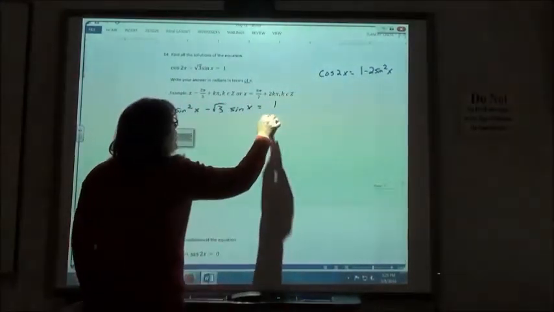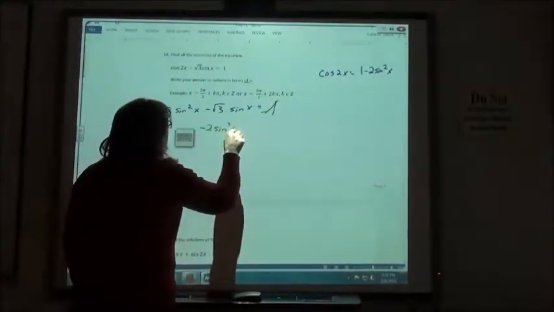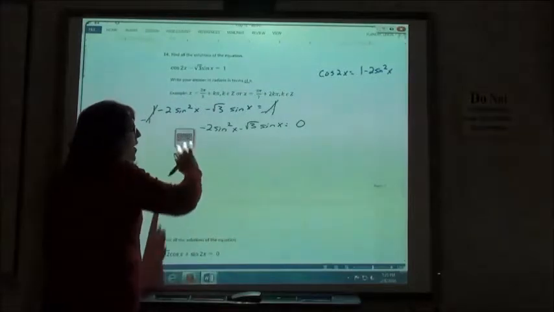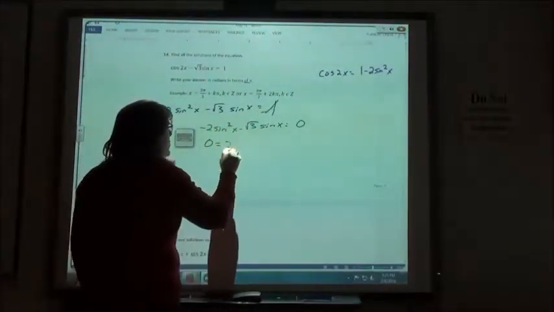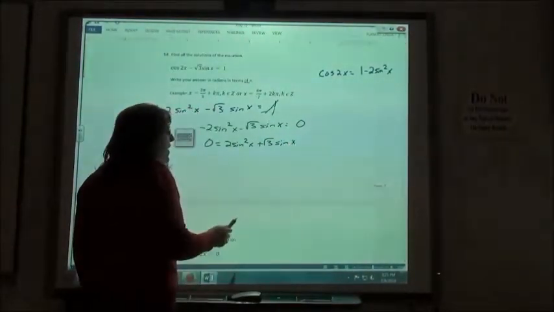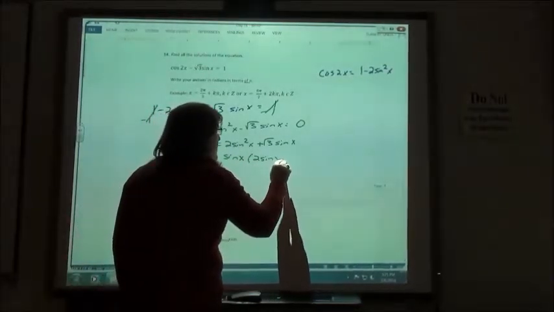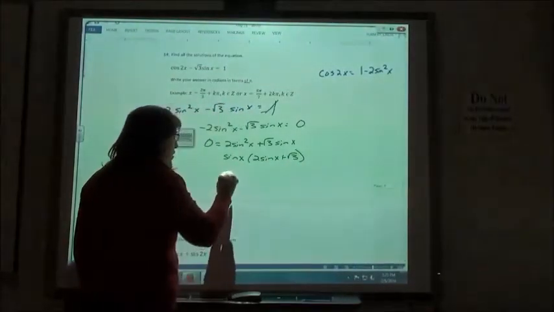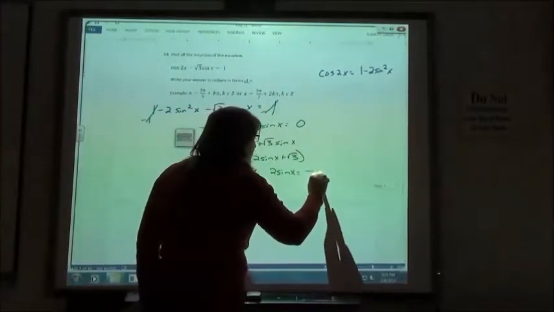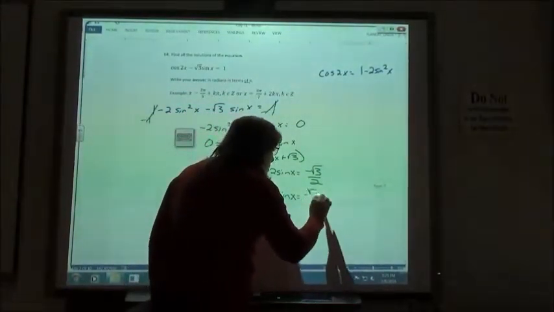We're going to go ahead and subtract our 1. Cancels that out. So we have -2 sine squared of x minus the square root of 3 sine of x equals 0. And again, since I want it positive, I'm going to move things over. 0 equals 2 sine squared of x plus the square root of 3 sine of x. So solving that, I'm going to factor out the sine of x. Gives me 2 sine of x plus the square root of 3. So either the sine of x equals 0, or 2 sine of x equals negative square root of 3. Divide that by 2. So sine of x would equal negative square root of 3 over 2.